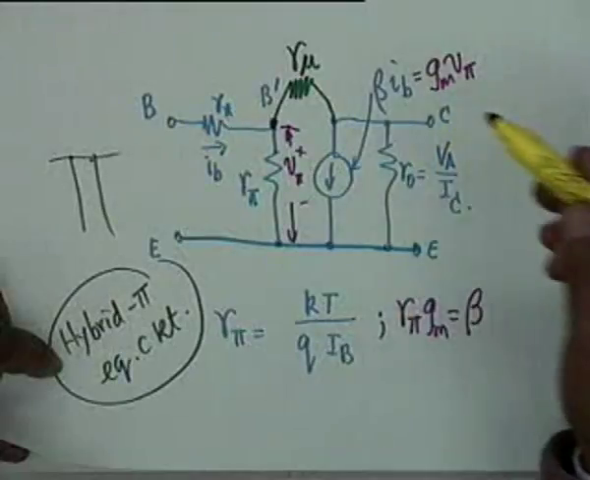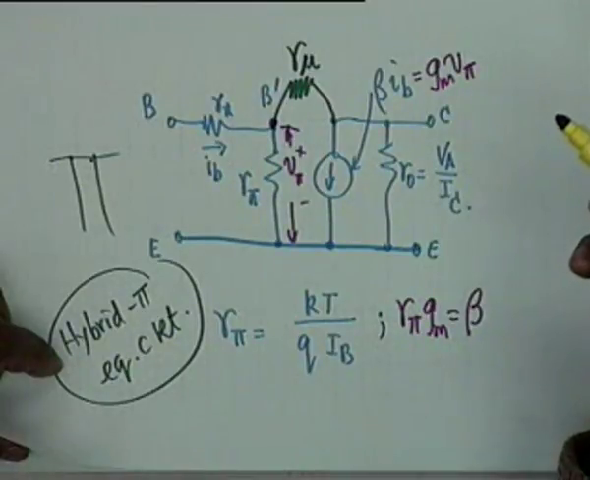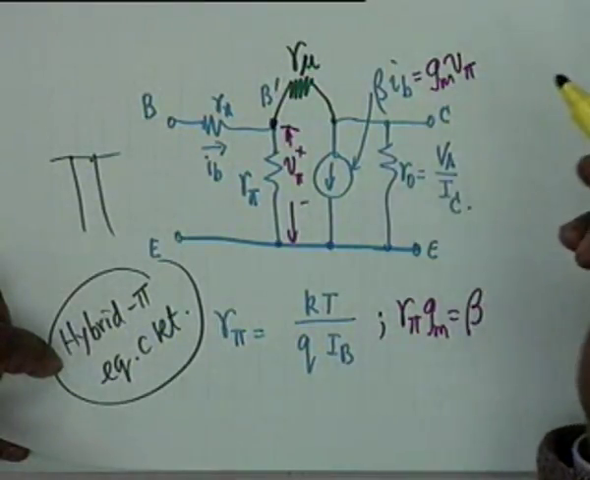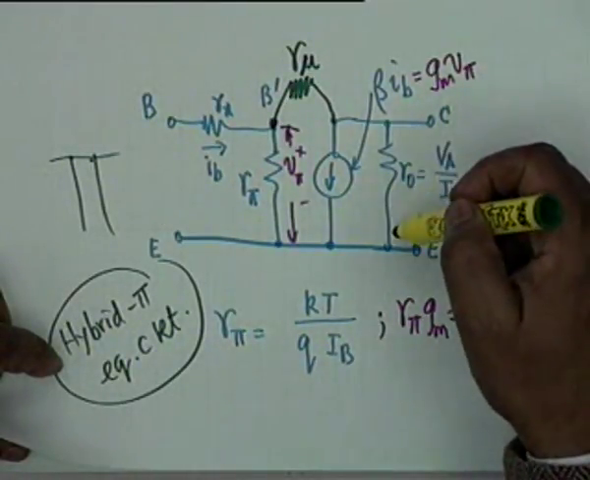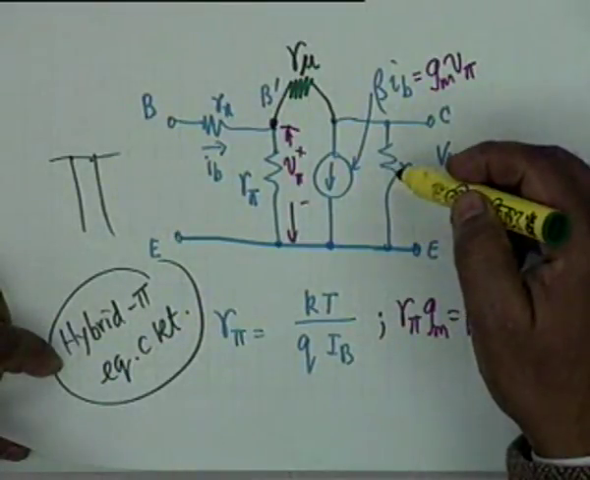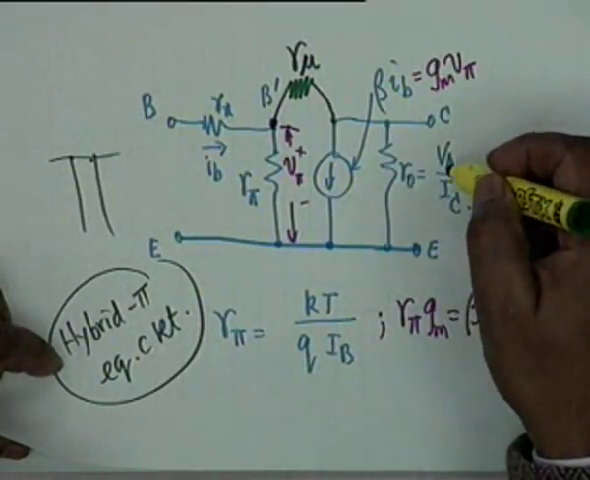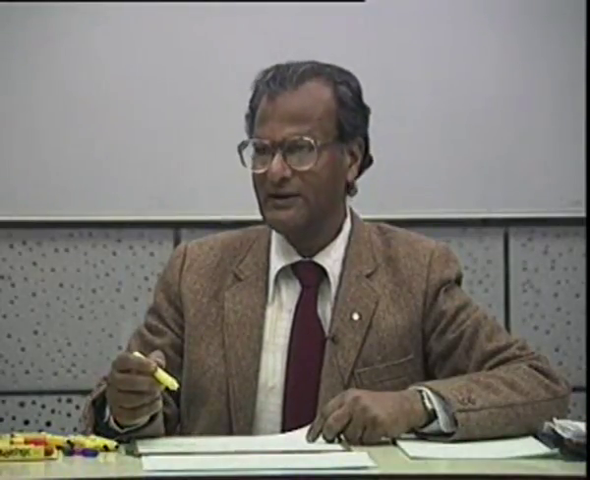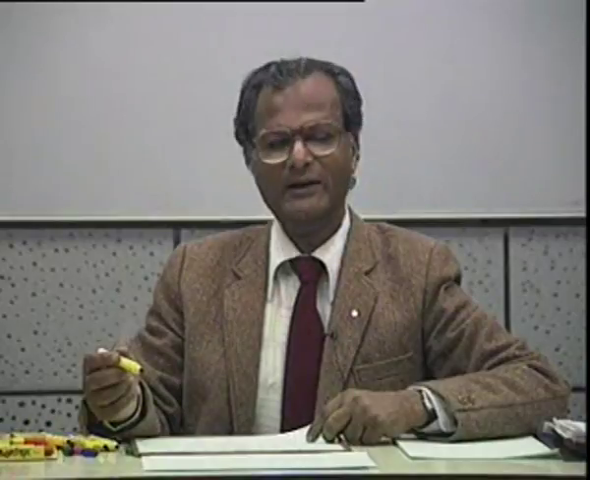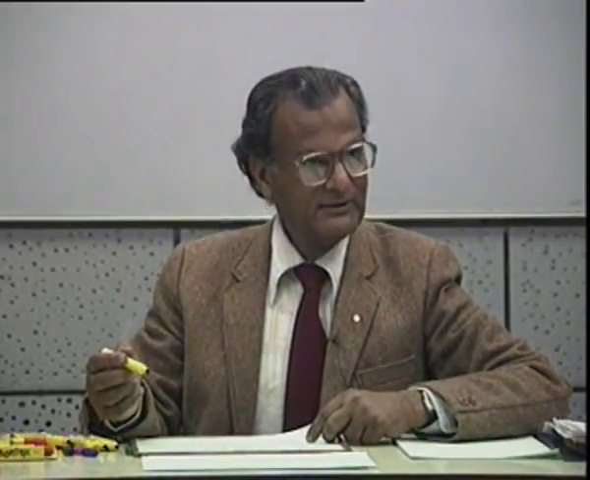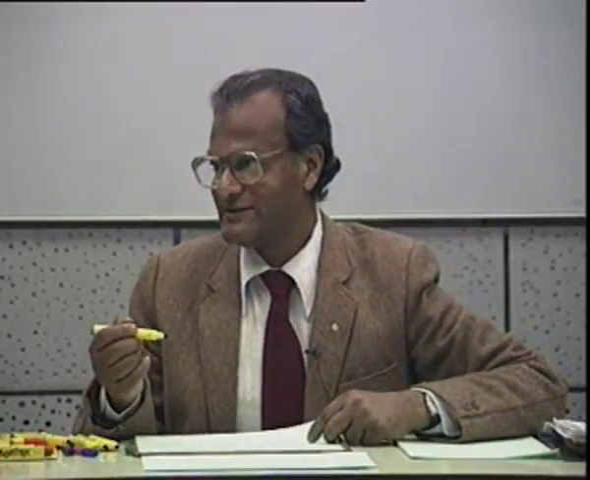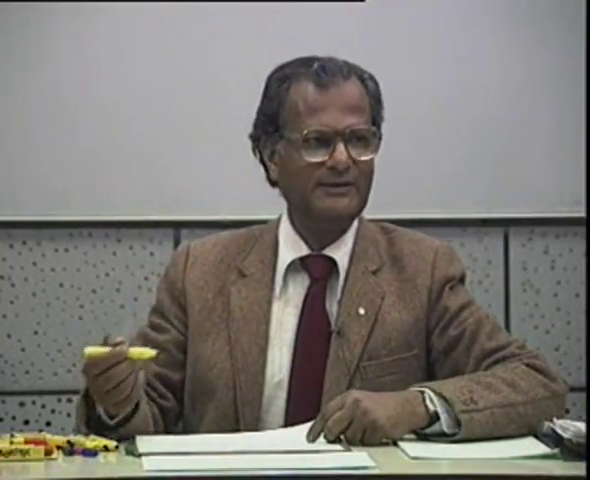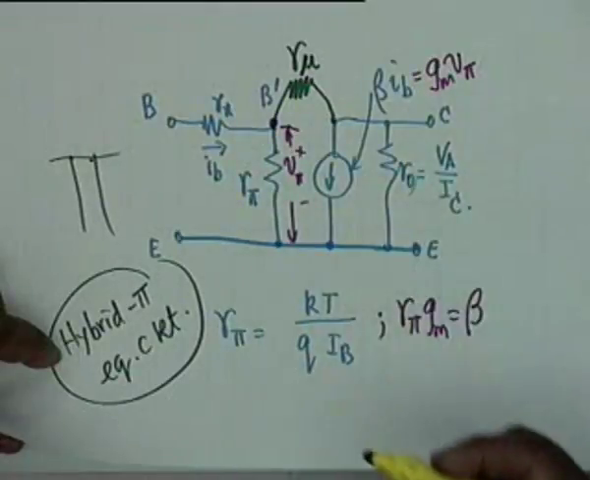Then beta is of the order of 100, and R0 is also of the order of a meg. R0 appears due to the early effect. What is the early effect? That the collector characteristics are not perfectly parallel to the voltage axis. It's slightly inclined, and this inclination is taken care of by R0.